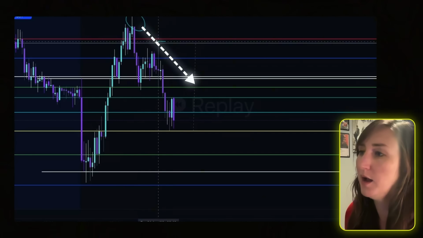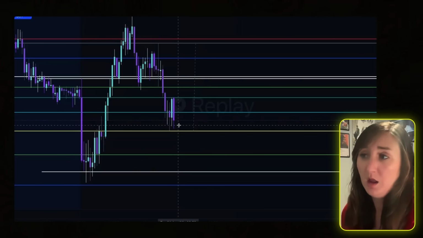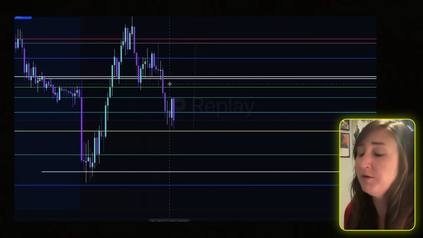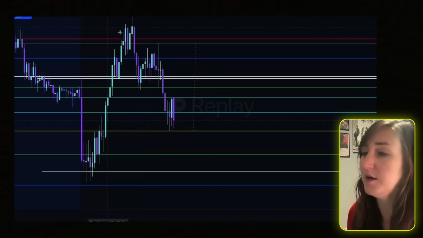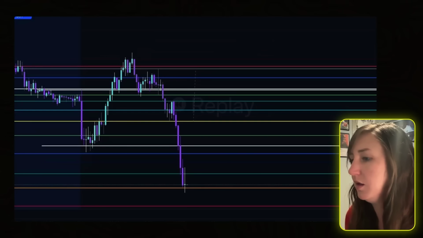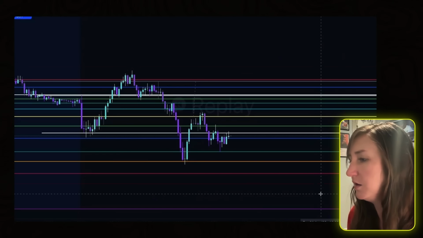Why? We have lower highs, lower lows, we have 2-minute bearish fair value gaps, and we're now sitting below the top of our 5-minute ORB, showing that we had a big old break to the downside on this ORB. If we play it forward, bam, 2.272. All the way back up. Do we come down after that today?